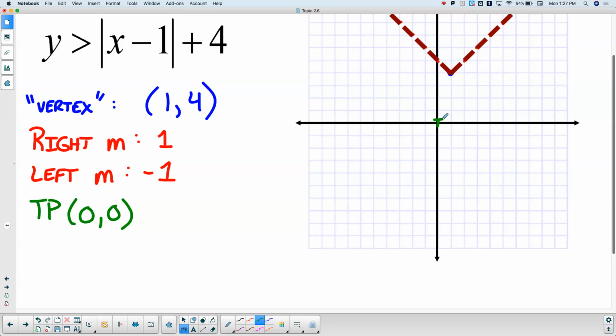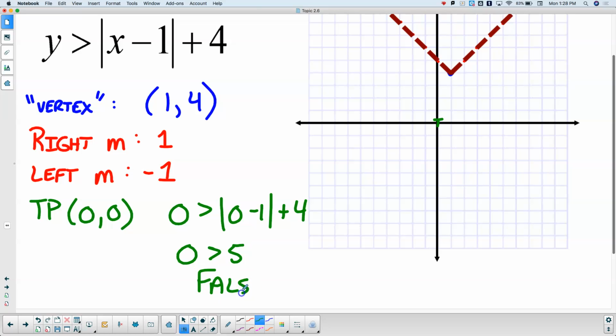So if I plug that back in, I get 0 is greater than the absolute value of 0 minus 1, and then plus 4. 0 minus 1 is negative 1. The absolute value of negative 1 is positive 1, plus 4 is 5. Is 0 greater than 5? No, that's false, right? So since that is false, we are going to shade inside the absolute value.